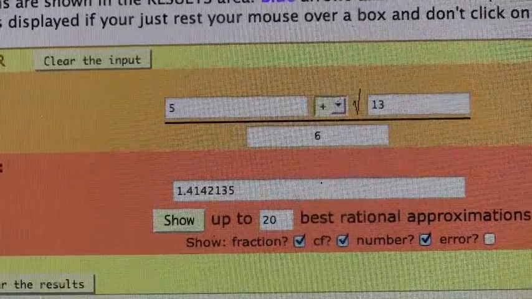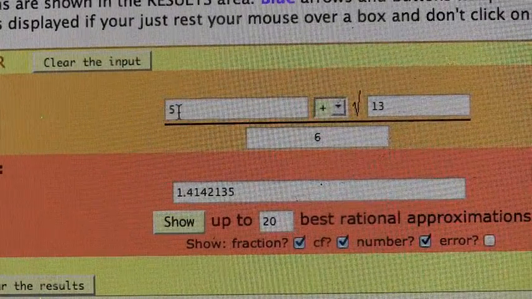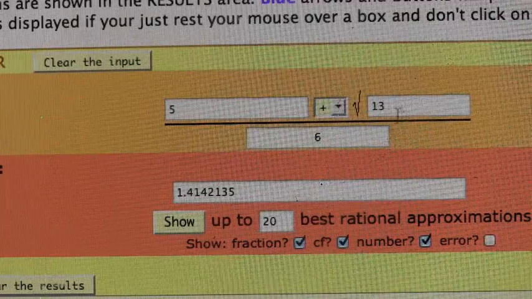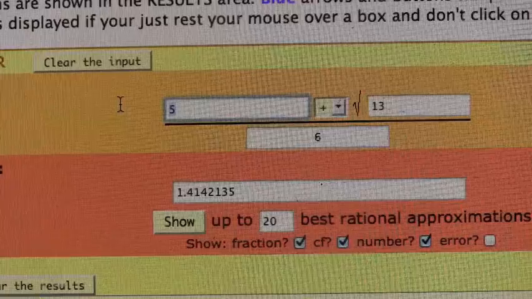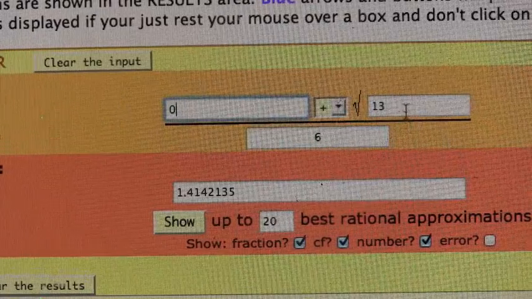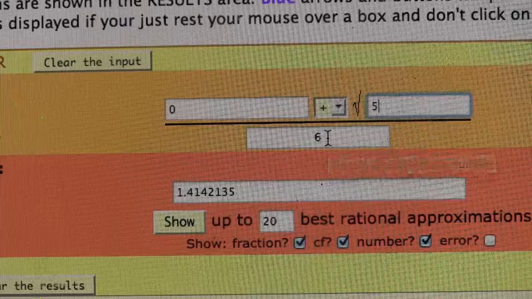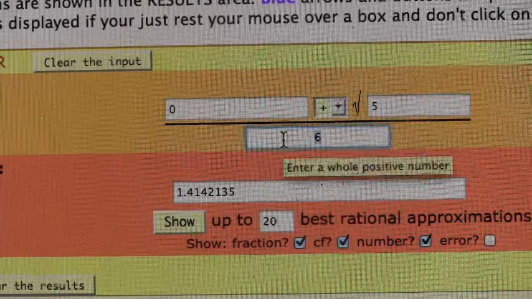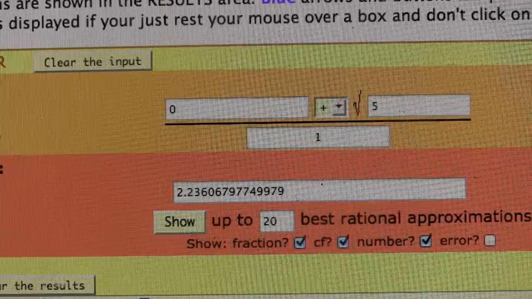Okay, so here's our continued fraction calculator, and it lets you write continued fractions of the form some integer, in this case 5, plus the square root of 13 over 6. We just want the square root of 5, so we're going to say 0 plus the square root of 5 divided by 1.